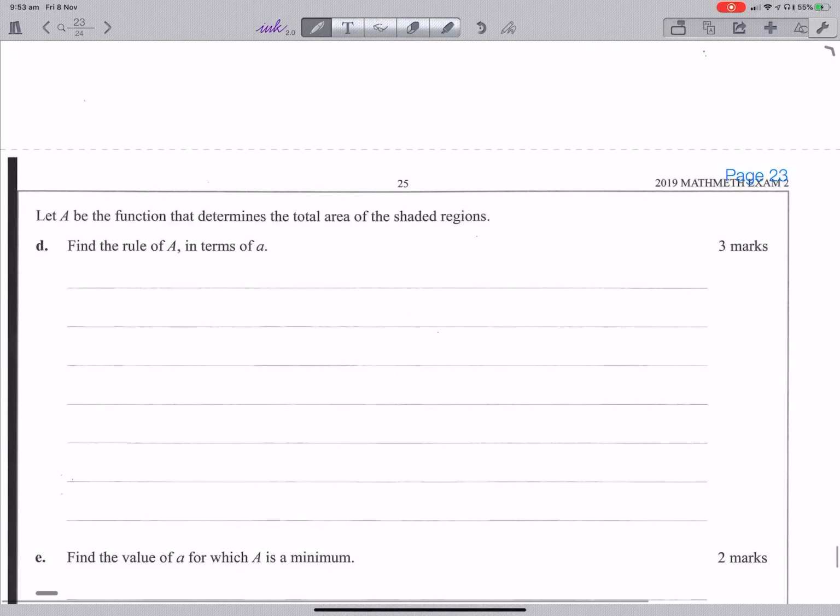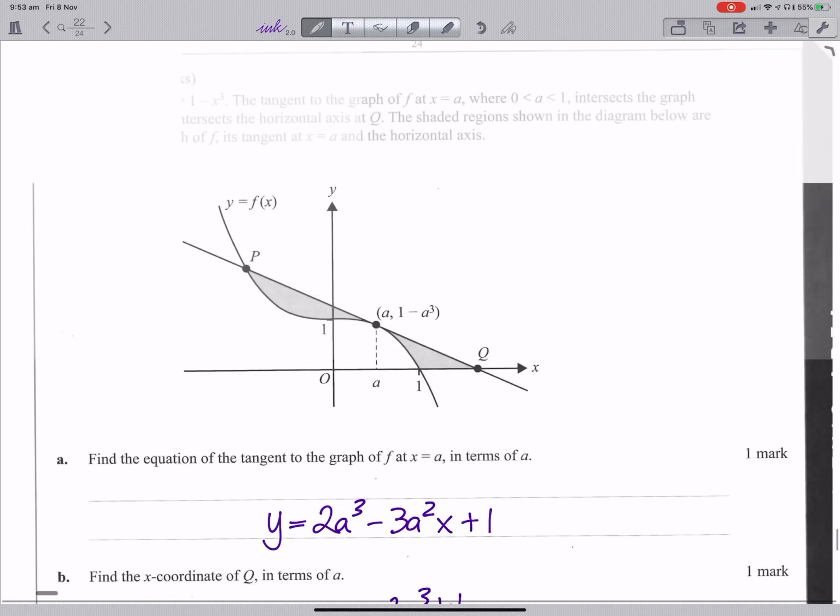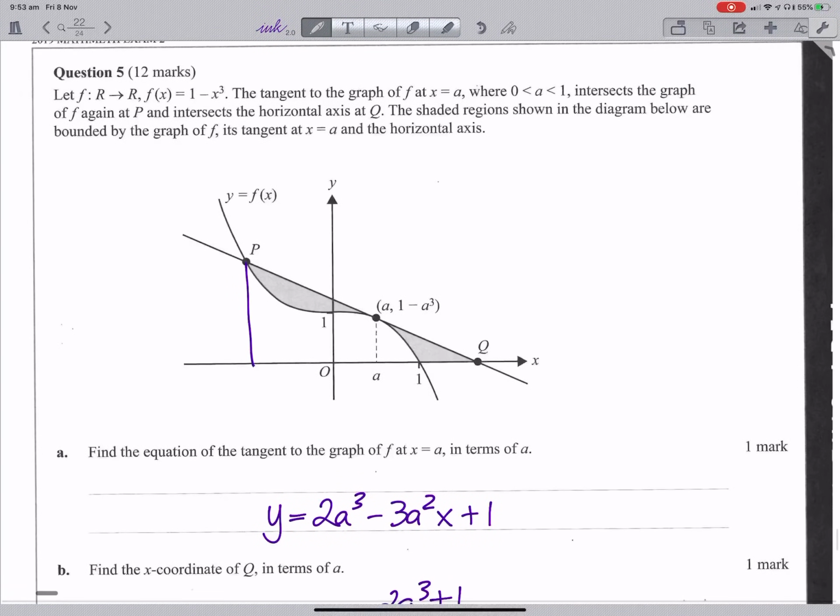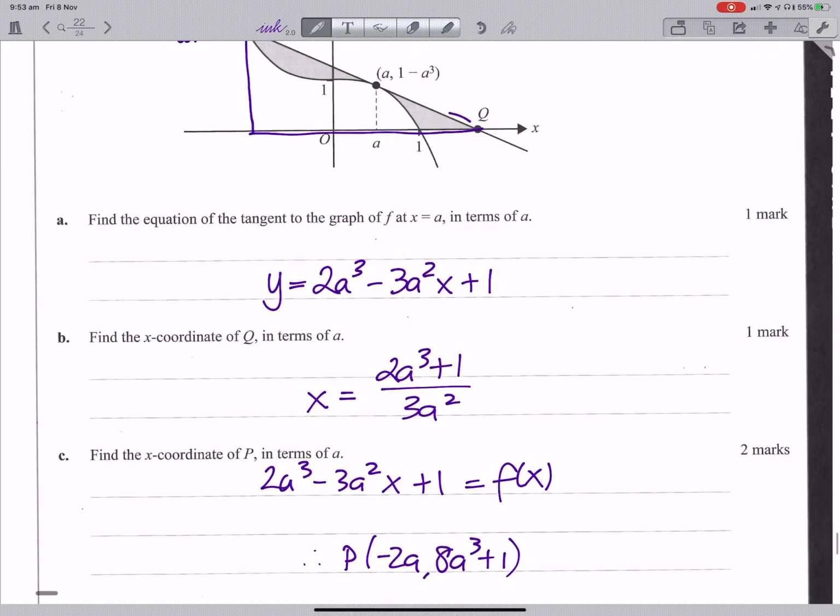Okay. Let A be a function that determines the total area of the shaded region. Find the area A. So we want that area minus that area. Okay, so we know that is 8a cubed plus 1. This length here is that x-intercept, 2a cubed plus 1 on 3a squared, minus that negative 2a.